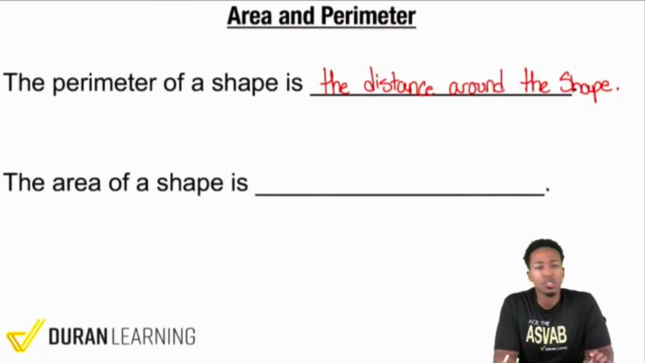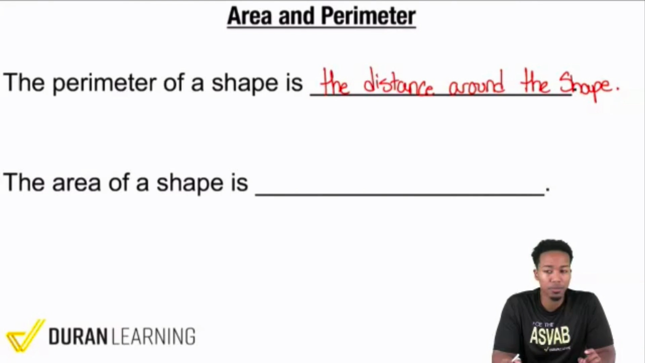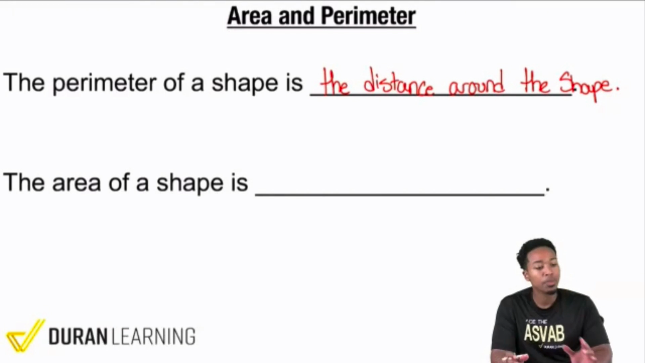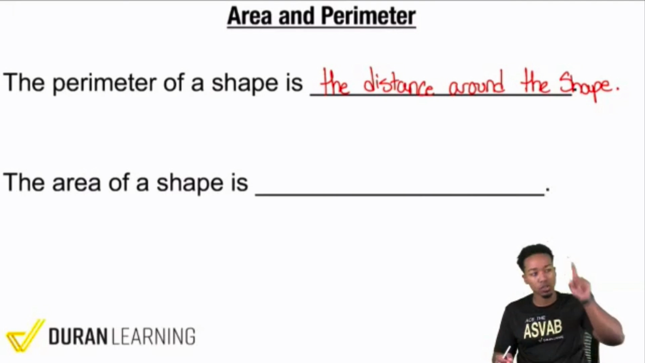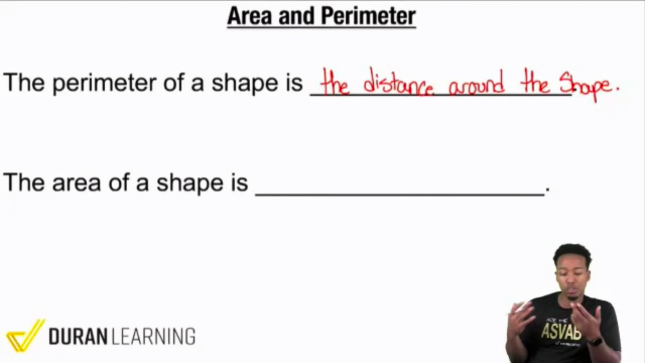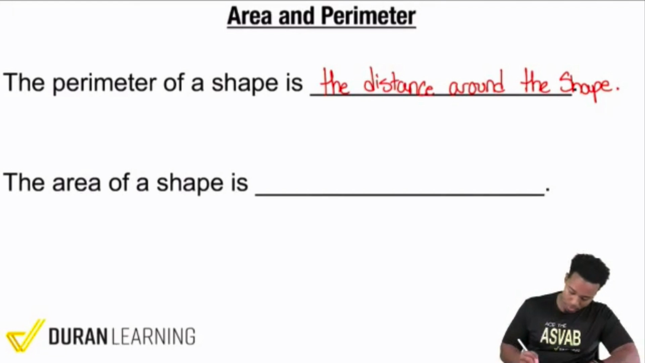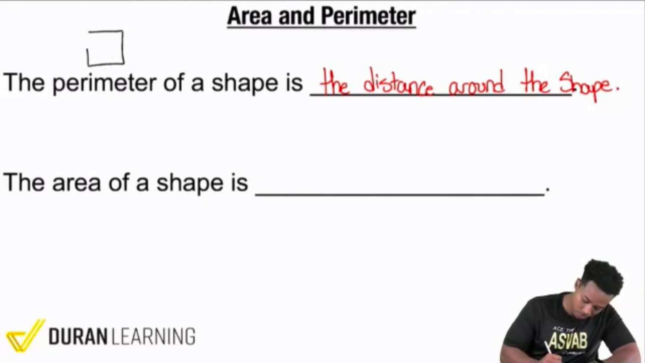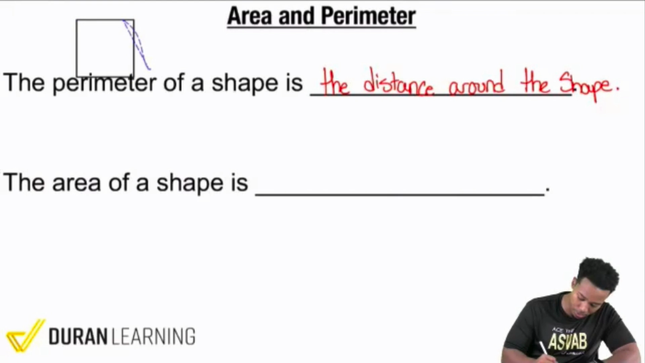Now, let's just have a quick little refresher here in terms of area. So again, let's use English here. Plain old English, not textbook definitions. If the perimeter of a shape is the distance around it, how can we kind of categorize the area of a shape? How can we categorize the area of said shape?